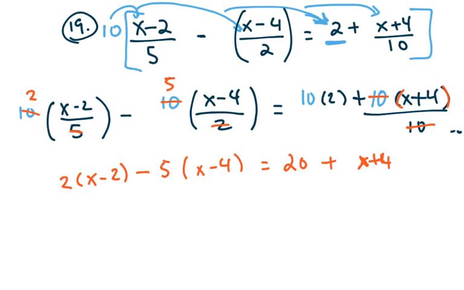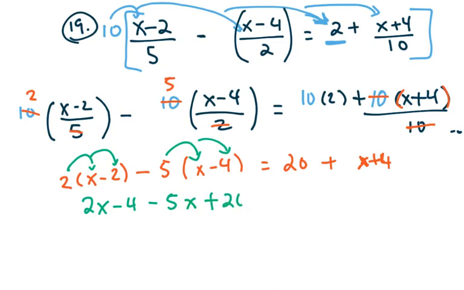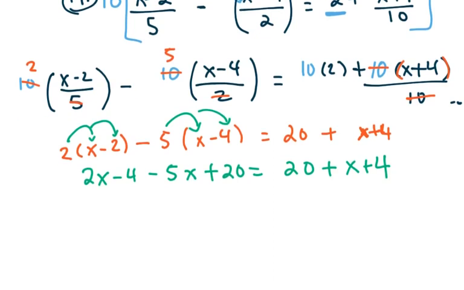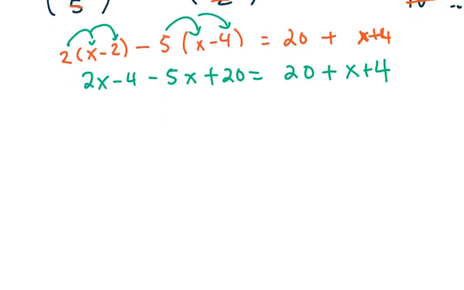So hopefully you have an intuition here and you realize, hey, what I want to do now is distribute. So I'm left with 2x minus 4 minus 5x plus 20 equals 20 plus x plus 4. Now from here we can again consolidate. We can look at the left side and put things together, look at the right side and put things together. It's perfectly fine if you want to do that, please do so and just compare your results to mine.